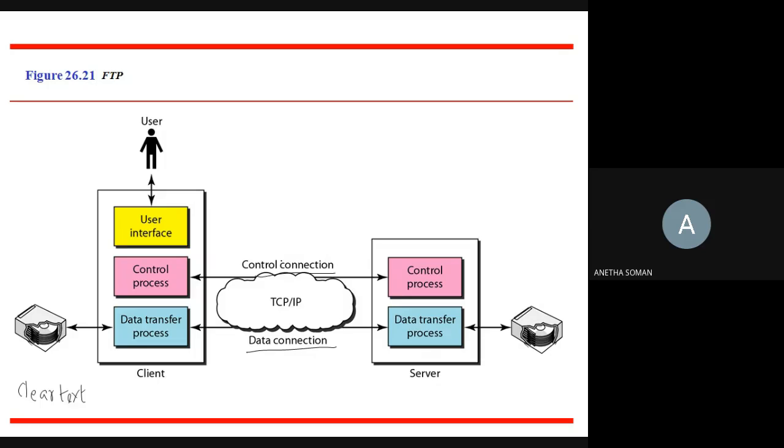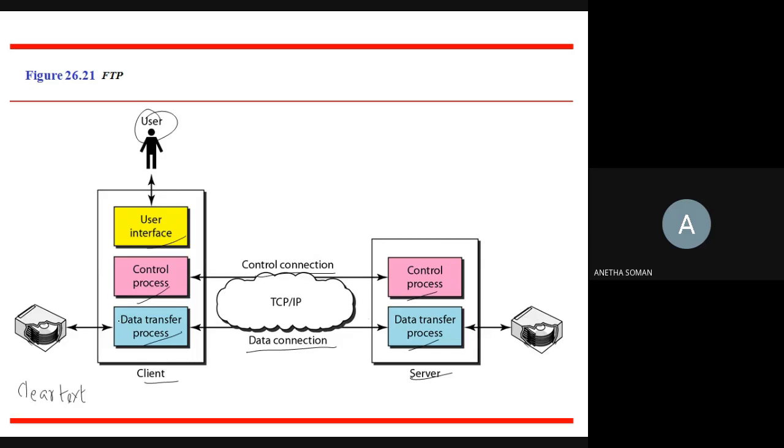Now, here you have three entities or three components. One is the user, and you have a client part and a server part, right? Now this client has three components: the user interface, the control process, and the data transfer process. Now the server has two components: one is the control process and another one is the data transfer process.